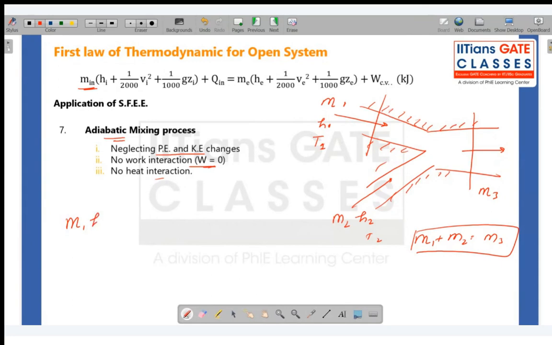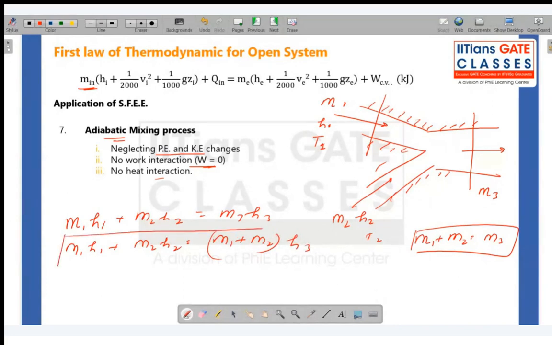Okay. So M1 H1 is entering. What else is entering? M2 H2 is entering. What is going out? M3 H3. I can write M1 H1 plus M2 H2 is equal to (M1 plus M2) H3. So we can use this equation to calculate the enthalpy of the final exit fluid.